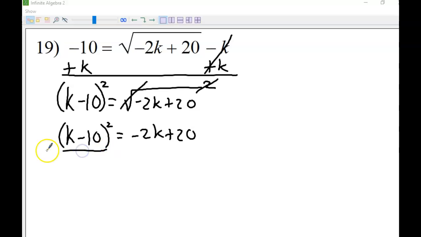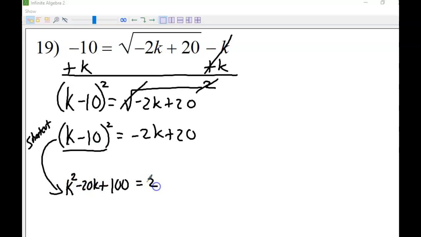On this side, we're going to use that shortcut we learned a little while back. Or if you want, you could just do the box. You could do k minus 10 times k minus 10. But I like the shortcut. You square the first term. You square the last term. You multiply these two numbers together. K times negative 10 is negative 10k. And then you double it. We talked about that shortcut quite a bit this year. If you don't remember it, then just go ahead and do the box, but it can save you time if you know it.